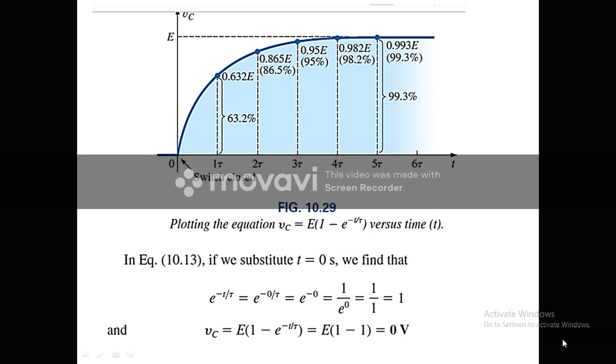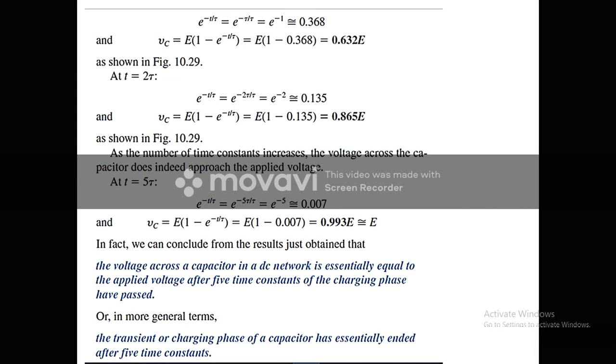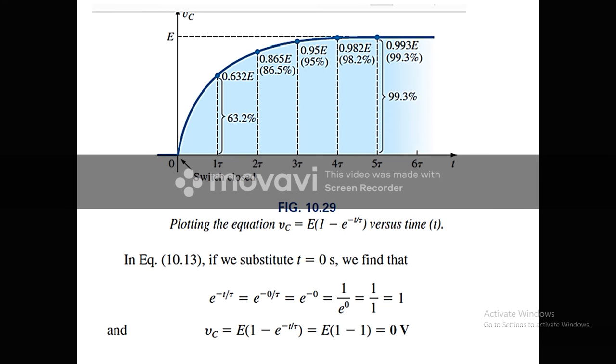Now if you are interested to know how much voltage will appear across the capacitor at t equal to 1 tau, for example. Replacing t equal to 1 tau, we get e raised to power minus tau by tau. Tau will be cancelled out. Putting these values, we get 1 minus 0.368, which is equal to 0.632.